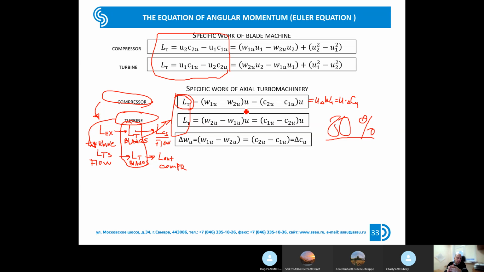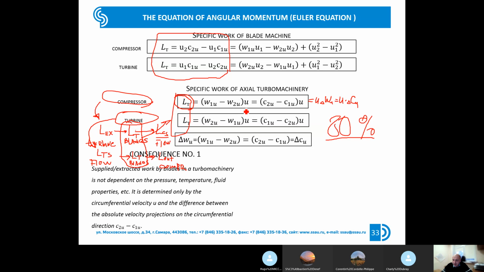And if the difference of circumferential projection will be very small, you couldn't extract a huge amount of energy from the flow. I think it's a good example. So it's the first conclusion: the energy which you receive or supply using blades depends only on the difference of circumferential projection of the absolute or relative velocity and circumferential velocity.